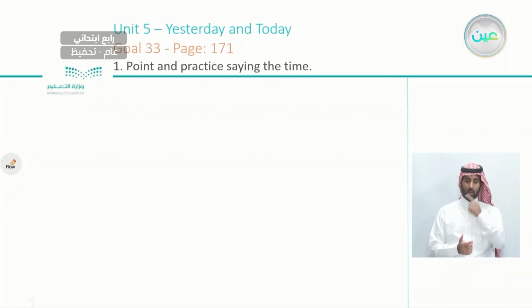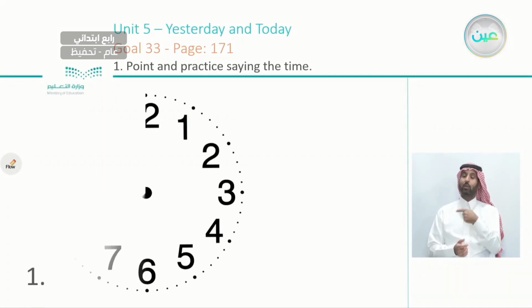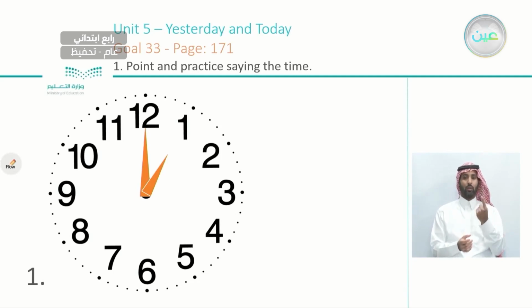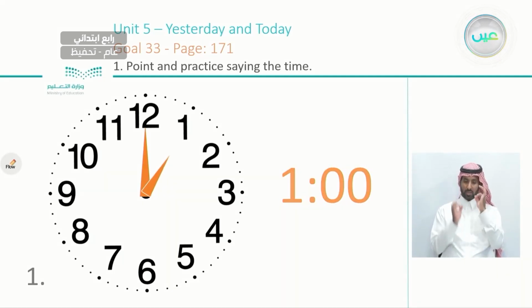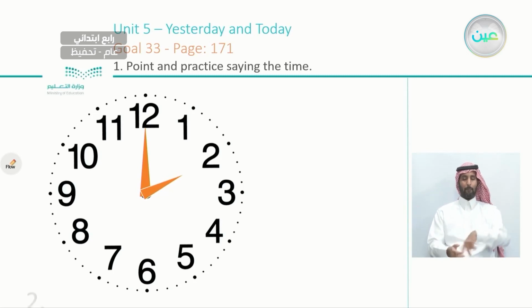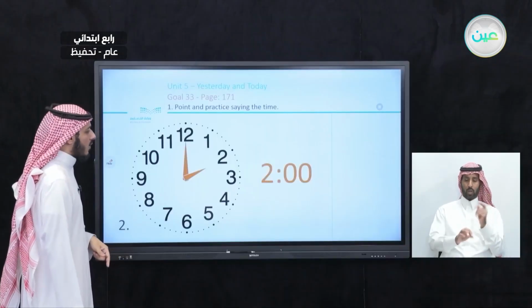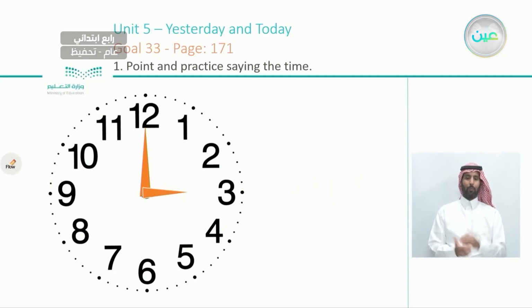Point and practice saying the time. So now number 1, we have a clock here. What time is it here? Can you tell me? Yes, it's 1. Excellent, 1 o'clock. That's right. Okay, number 2, what is this? It's 2 o'clock. Excellent. What about this? 3 o'clock. Excellent. What about number 4?